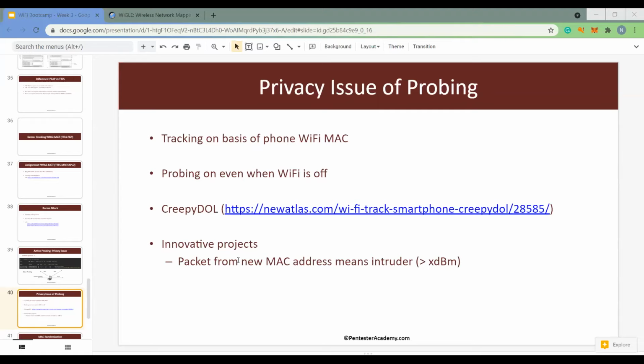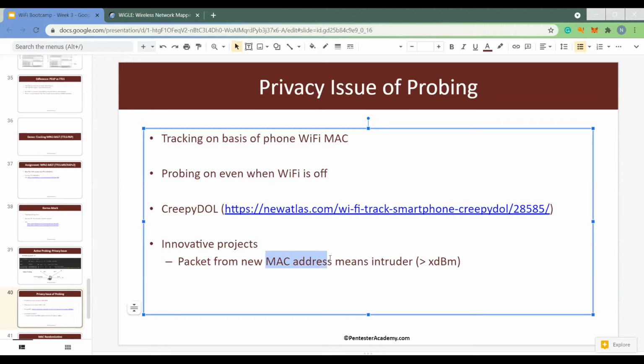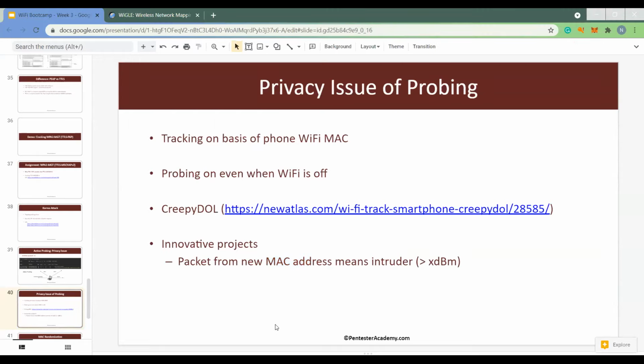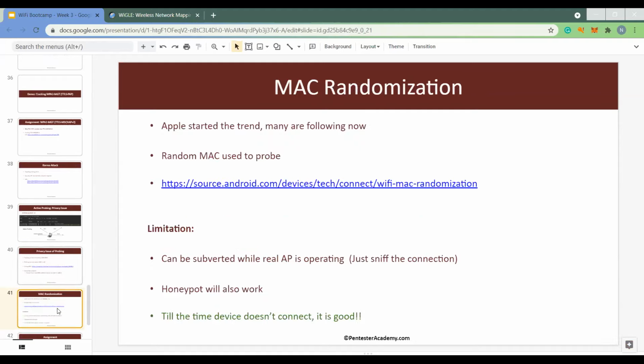Similarly, you can also use the MAC address to check when a specific user is coming near your house, or a specific user is entering a specific place, right? Without the user even connecting to the Wi-Fi. That's the main part, right? Because it is probing.